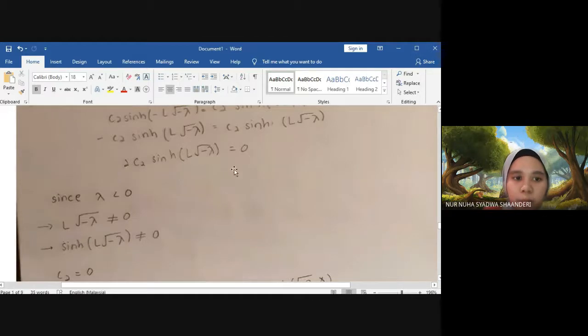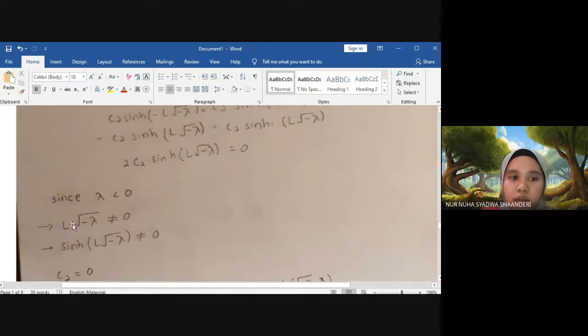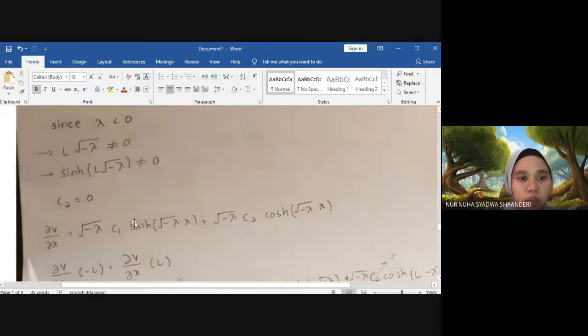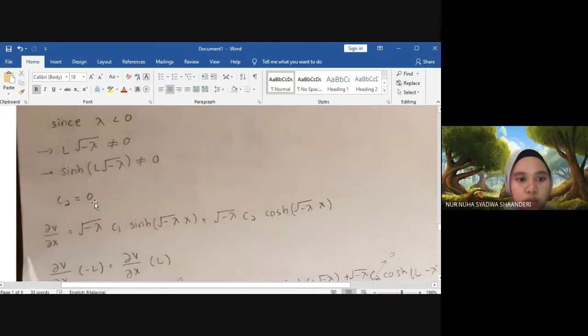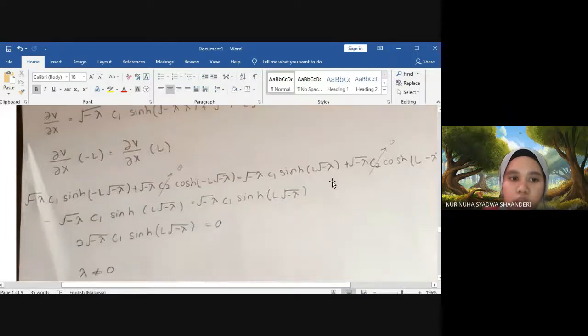and we get this answer. And since lambda is less than 0, we cannot let L square root of negative lambda equals to 0. So C2 equals to 0. And then we do the del V over del X, and this is the equation. Same as before, on the left-hand side of this equation, we substitute x with negative L, and we substitute x on the right-hand side with L.